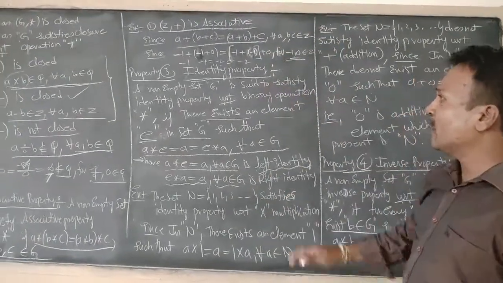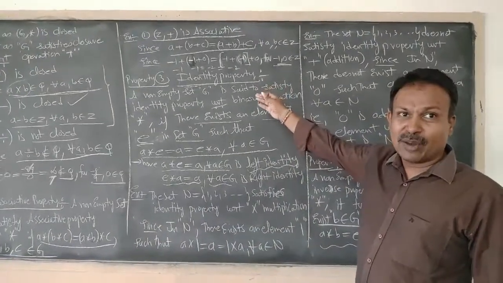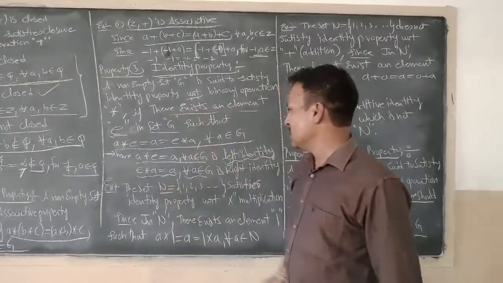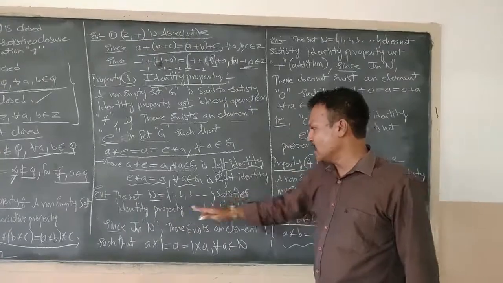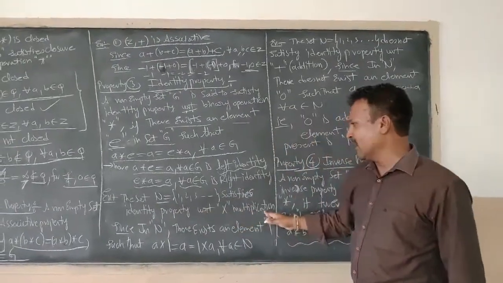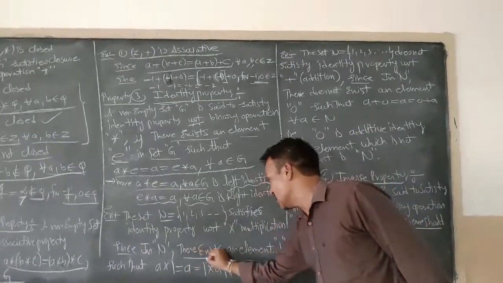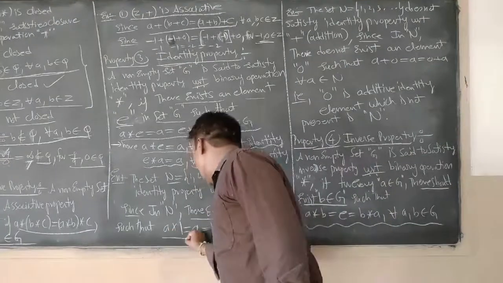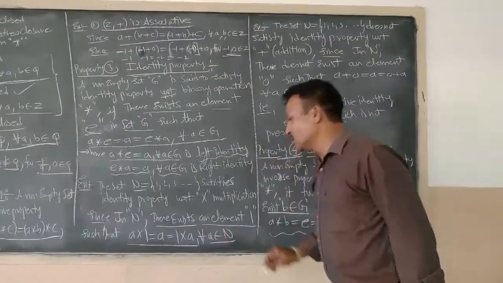And if I go for the next property, it is the identity property. If I go for an example of the identity property, here I have written the set of natural numbers. The set of natural numbers, 1, 2, 3 and so on, satisfies the identity property with respect to multiplication, since in the set of natural numbers N there exists an element 1 such that A into 1 is equal to A is equal to 1 into A for every A belonging to N.